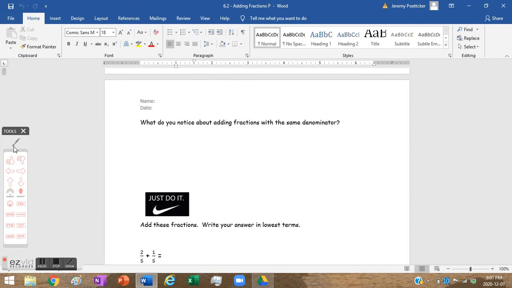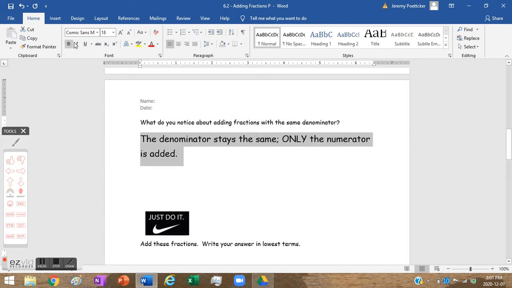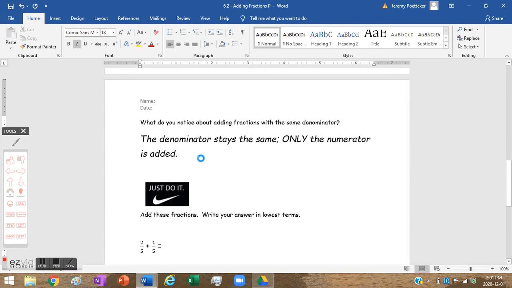All right, so now the question here, what do you notice about adding fractions with the same denominator? So number one, and I'm going to just type this in because nobody wants me to write full sentences here. The denominator stays the same, only the numerator, the top number, is added. Okay, so that would be one thing. You could word that in your own words. I'm okay with that. But that's basically the gist of what we're going to have here. The denominator will stay the same, only the numerator is added.